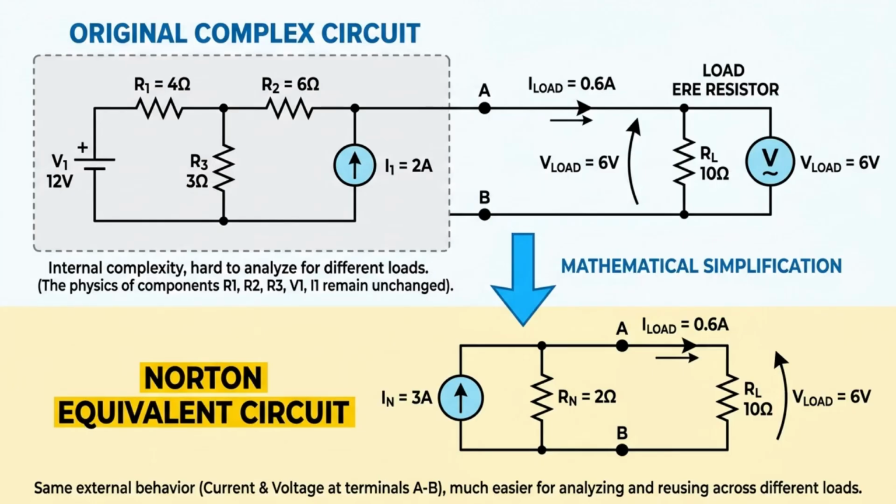A Norton equivalent circuit is fully described by two parameters, Norton current and Norton resistance. The Norton current is defined as the short-circuit current flowing between the two output terminals when they are directly connected together. This value represents the maximum current the network can deliver under ideal loading conditions.